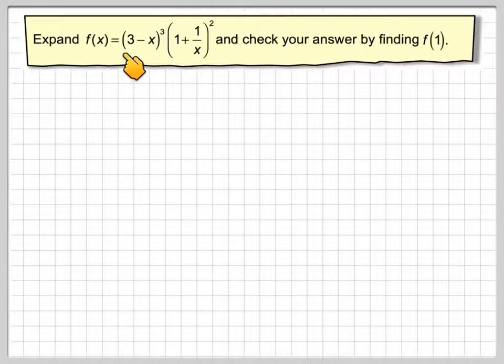Expand f(x) = (3 - x)^3 (1 + 1/x)^2, and check your answer by finding f(1).